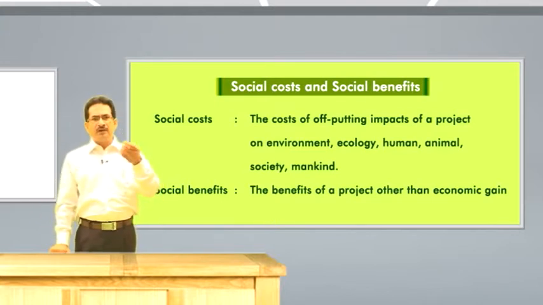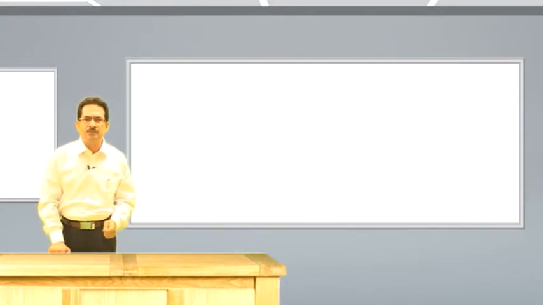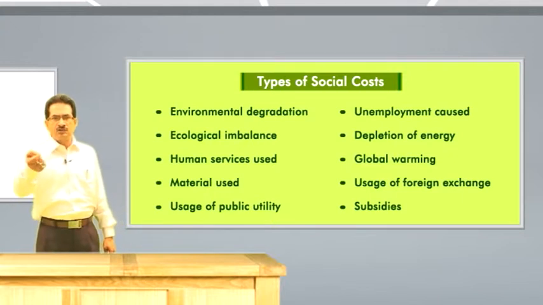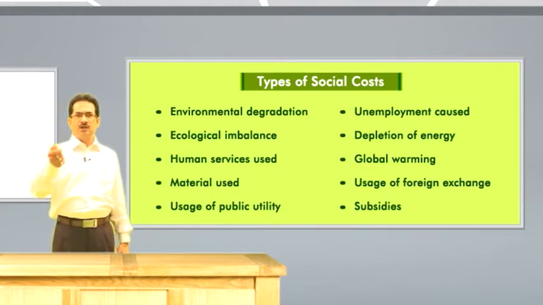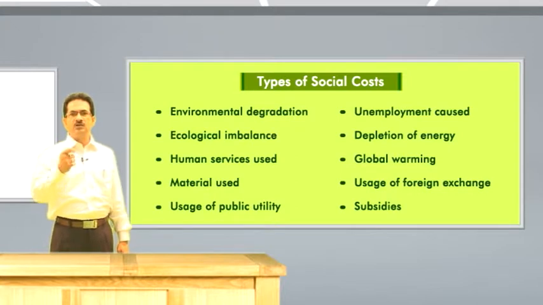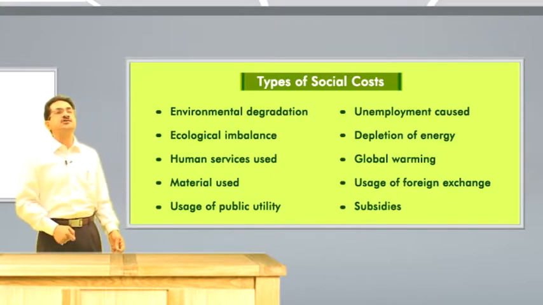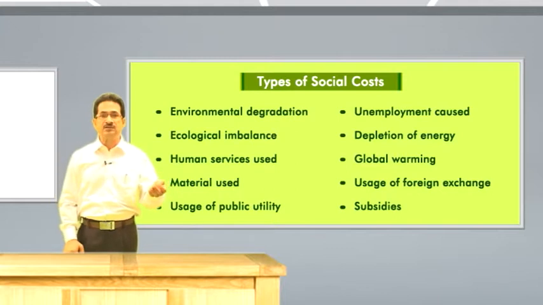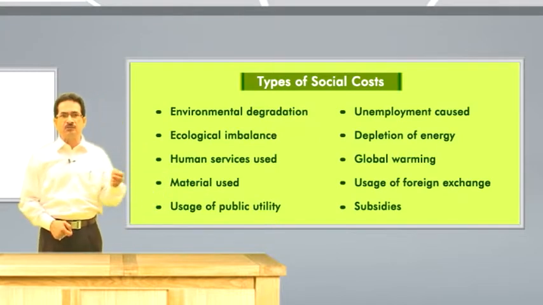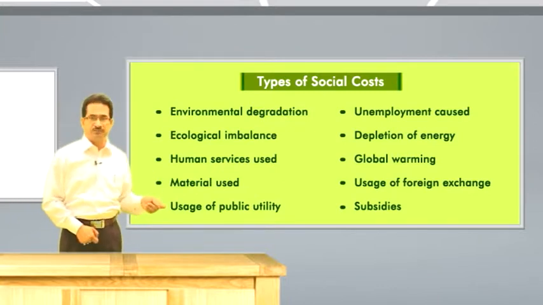Now there are several types of social cost, but the most common social costs we will discuss here. The first one is environmental degradation. It includes cutting of trees, causing of erosion, creating pollution directly or indirectly. Another one is ecological imbalance: shrinkage of habitat of wild animals, scarcity of natural resources like groundwater and surface water, scarcity of grazing land, scarcity of medicinal plants, and another one of this kind is extinction of flora and fauna and germplasm.